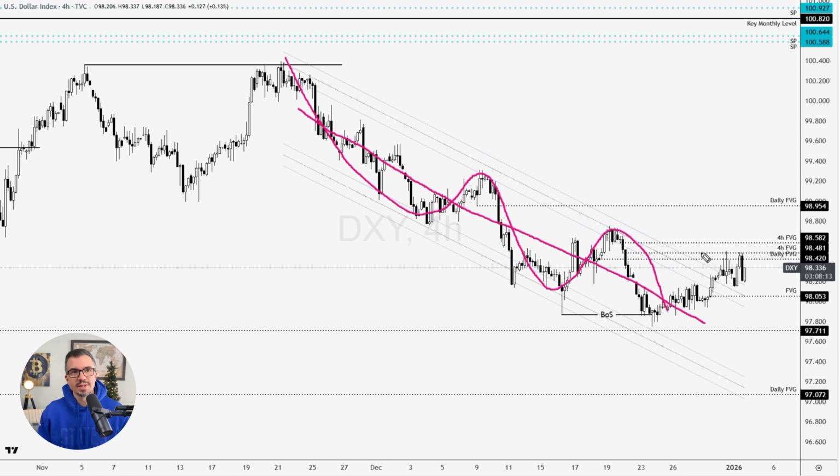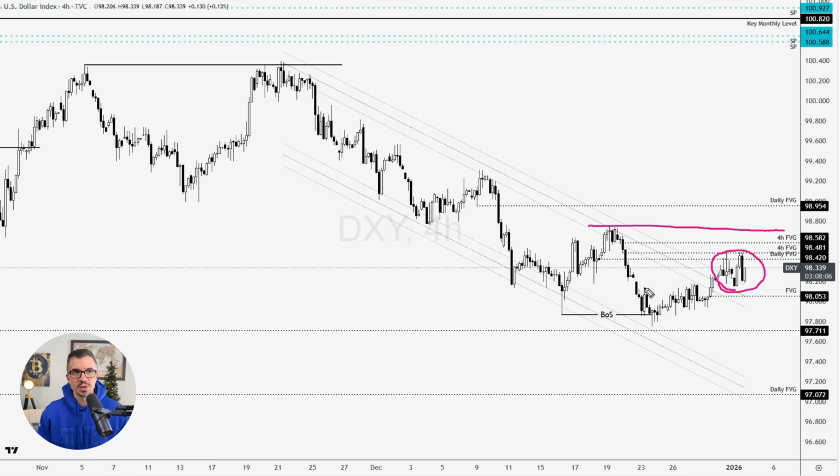So even though we are still below this high back here, right, we are getting a little bit of a change here. We're getting acceptance above the top of this distribution channel. And in my experience, when you get this, it tends to become a potential point of reversal.